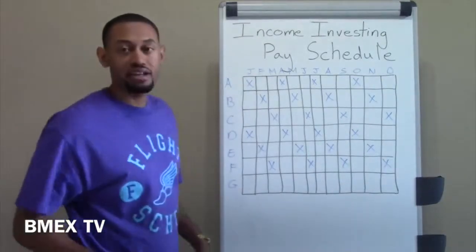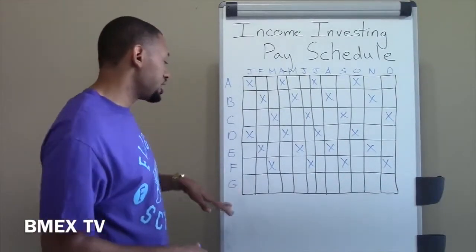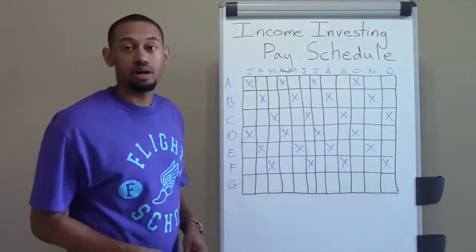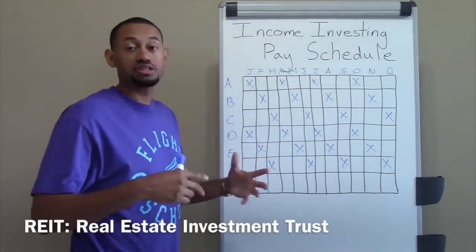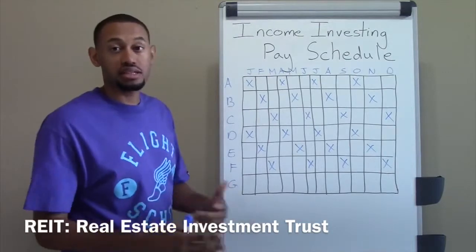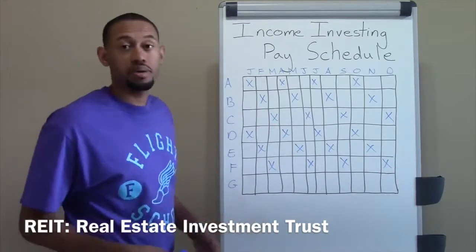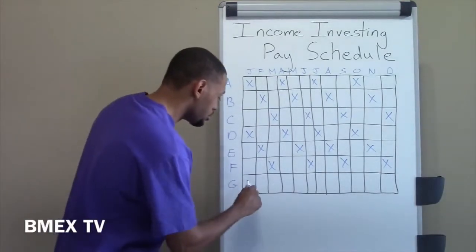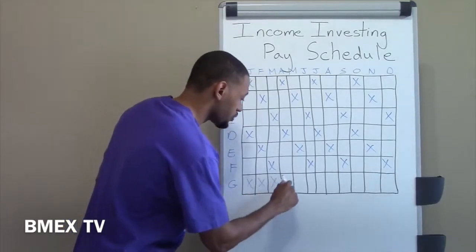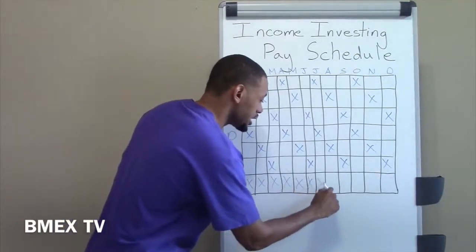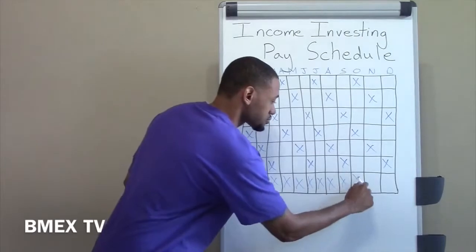Now we got G standing down here all alone. Let's say G is a stock that pays out every month. I know some REITs, which are real estate investment trusts, act like a stock as well that you can invest in. Some of them pay out every month. So let's say, boom, here we got every single month of the year, G is paying you a dividend.